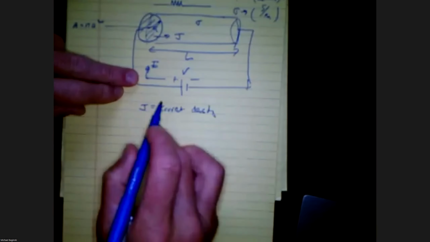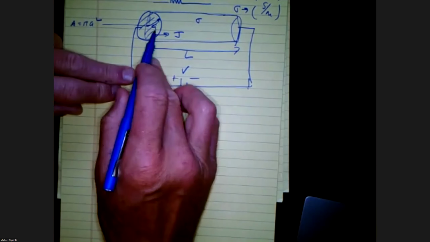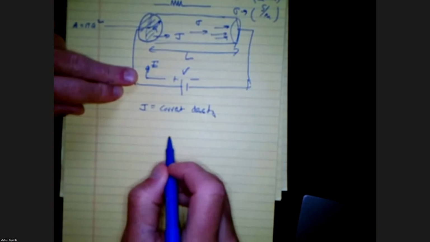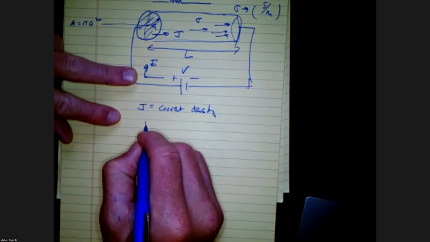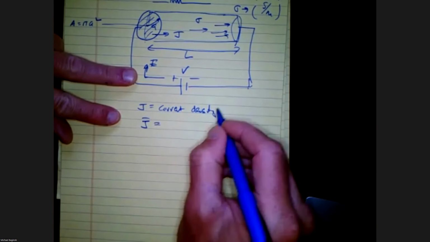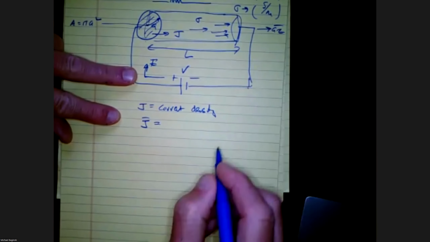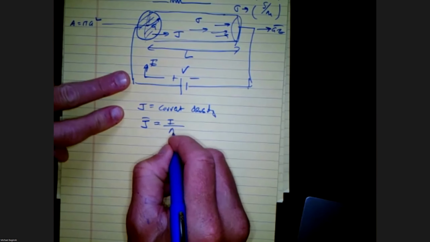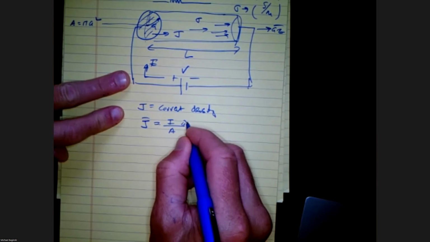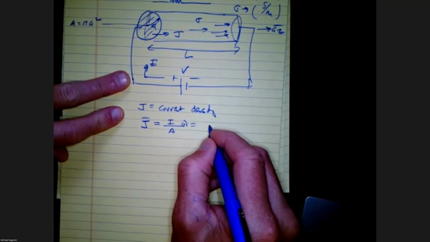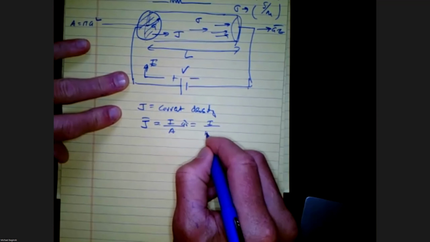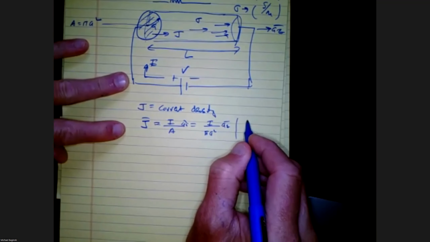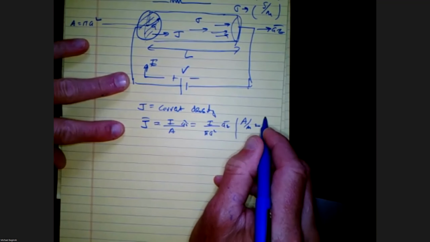And what J really is, if you take I and you assume it's uniformly distributed over here and I is flowing in this direction, then J is simply equal to the value of I over the area. It is a vector, so I'll call this the AZ direction, flowing in. So it'd be I, for my case, over pi A squared, and here it would be in the AZ direction. The units of J are amps per meter squared.